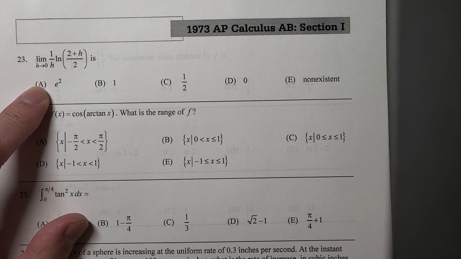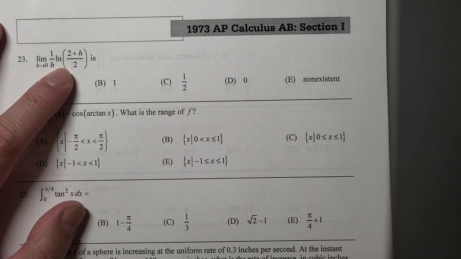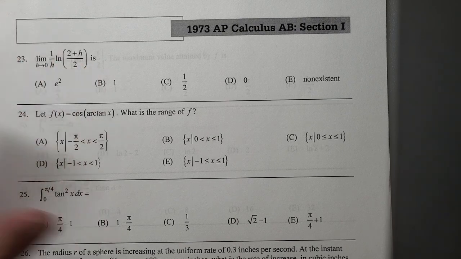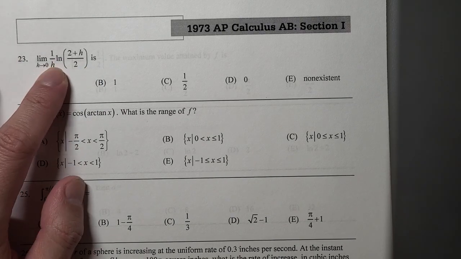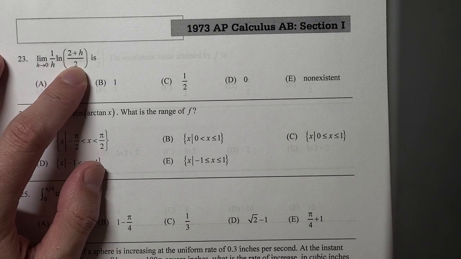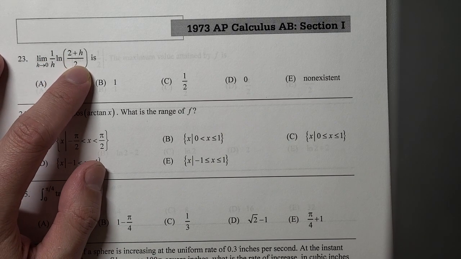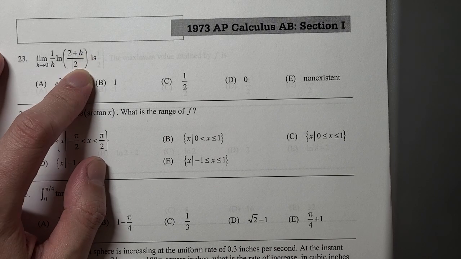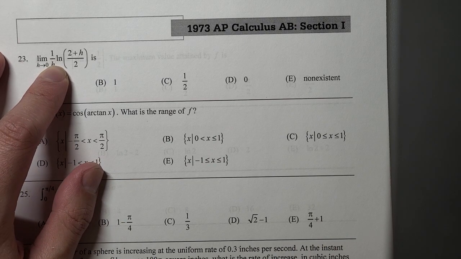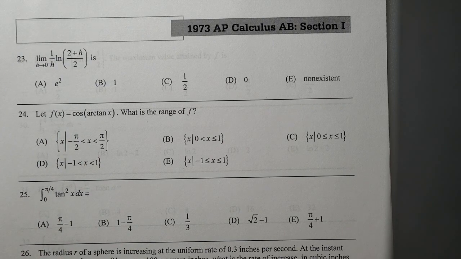We have this limit as h goes to 0 of 1 over h times ln of (2 plus h) over 2. Well, first intuition is let's try plugging in h as 0. If ln is on the top, we would get ln of 2 over 2 when we plug in h as 0, which is ln of 1. ln of 1 is 0, so we have 0 on the top. h is 0, so that's 0 on the bottom. 0 over 0, indeterminate. So what do we do?